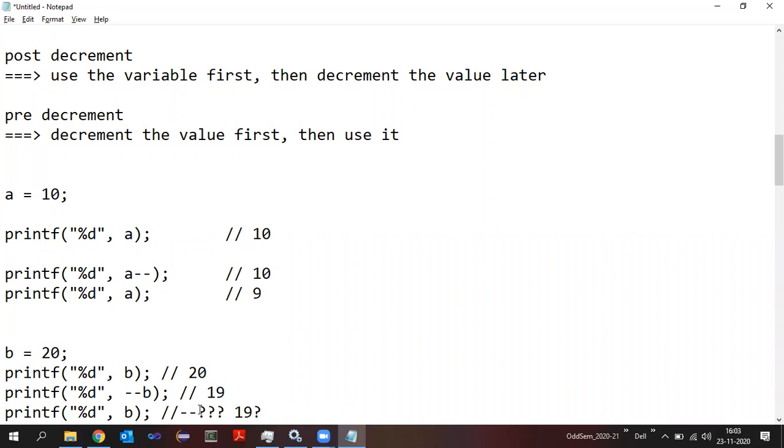Why 19? Because if you just look into the sequence here, initially it was 20, and we displayed 20. Then there is a pre-decrementation, meaning you decrement it first and then you use it. So we decremented the 20, we got 19, and that 19 we displayed here. Next time again I'm printing b only. What does b actually contain now? 19 itself. It is not going to decrement further. Suppose if I write minus minus here, then it will display 18.